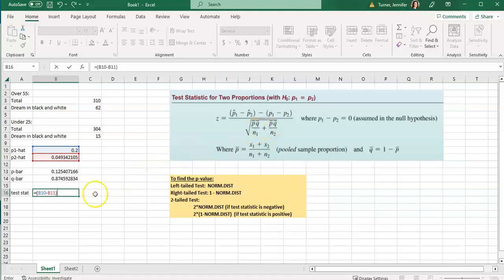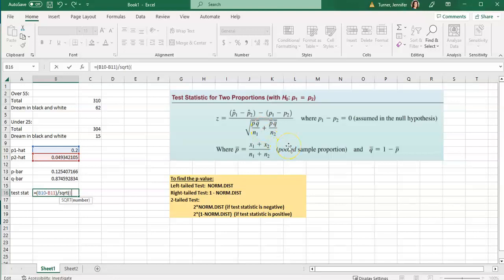Now we need to do the denominator. So here we're going to divide by the square root of all of this. Now a square root we enter by going SQRT and opening a set of parentheses. Now we need to put in these two fractions and add them together.